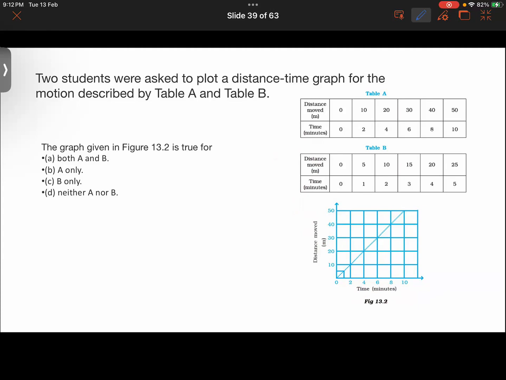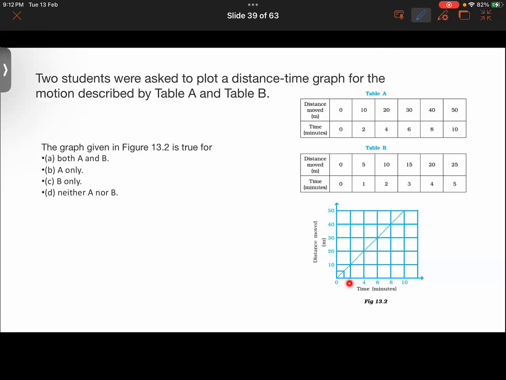So let's understand. For time 2 minutes, it has covered a distance of 10 meters. So it's A only. Exactly, it is A. Chakrika, do you agree? Sir, can I observe the graph for 2 more minutes?